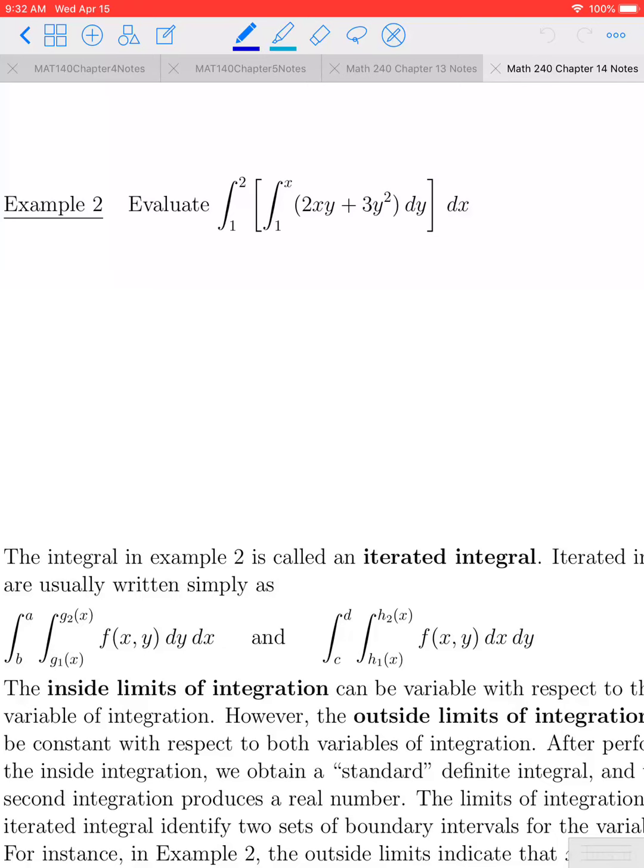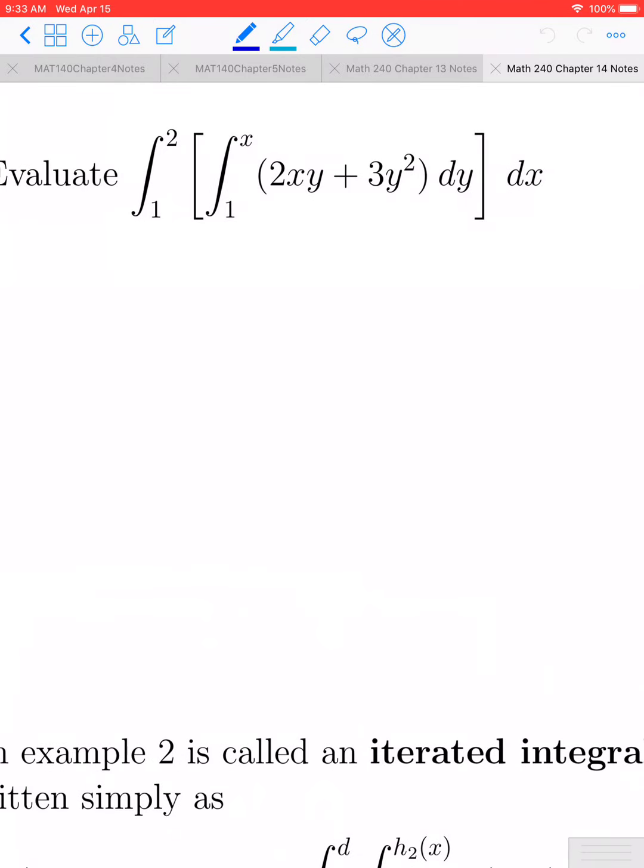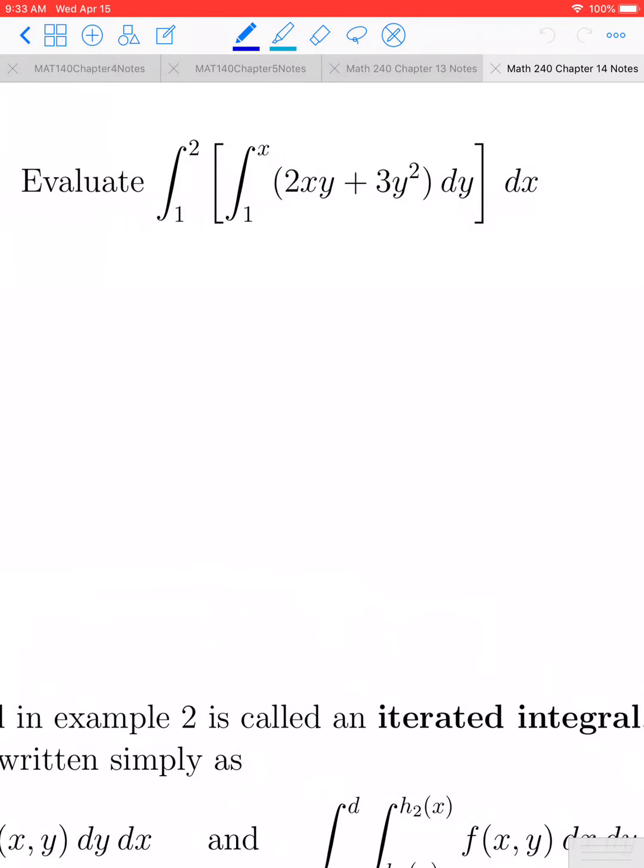Take a look at the next example in 14.1. We're asked to evaluate the double integral from 1 to 2 of the integral from 1 to x of 2xy plus 3y squared dy dx. So, almost like an order of operations style idea, we want to start by doing the inside integral first.